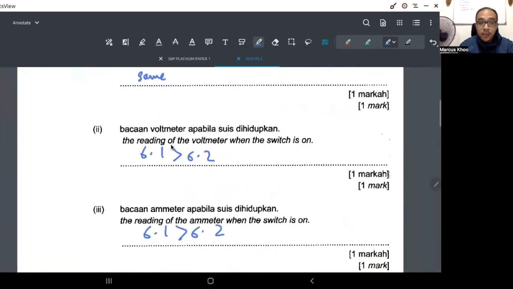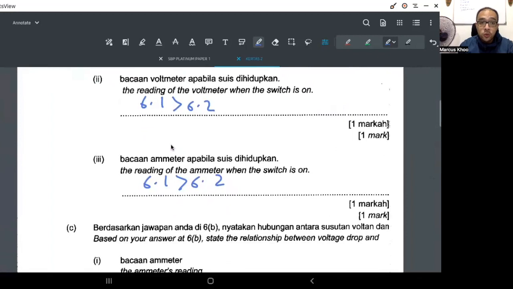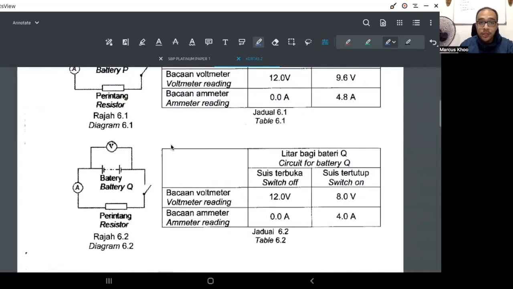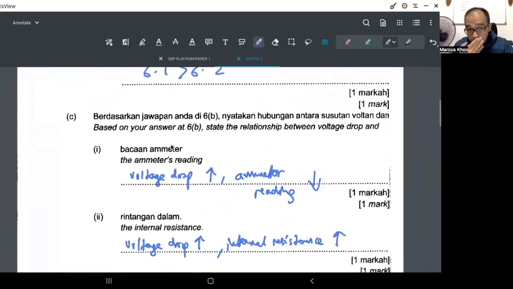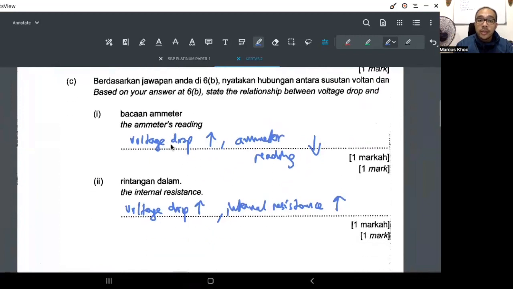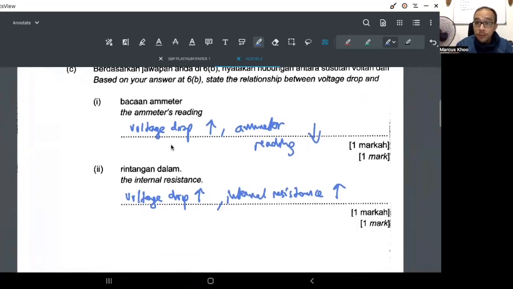So the reading of the voltmeter, everything is given over here, and the reading of the ammeter is also shown. This will be quite straightforward. Now the relationship here is a bit interesting. The voltage drop and the ammeter reading are inversely proportional. So the bigger the voltage drop, the smaller the ammeter reading. And the bigger the voltage drop, the bigger the internal resistance.